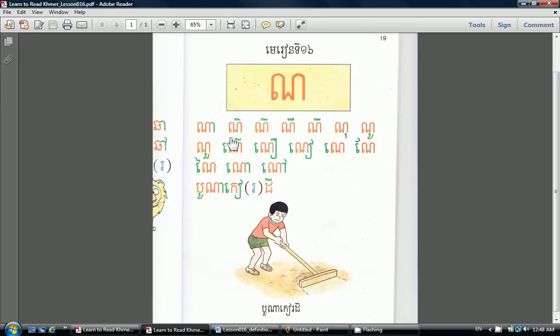Na, ne, nay, nơ, no, nua, nở, nứa, nĩa, nế, nái, náy, náo, nau. Bồ ná kia đầy. This picture reads Bồ ná kia đầy, which means Bồ ná levels the earth. Bồ ná is the name of this boy. So he levels the earth. Okay, so we have now completed lesson 16.